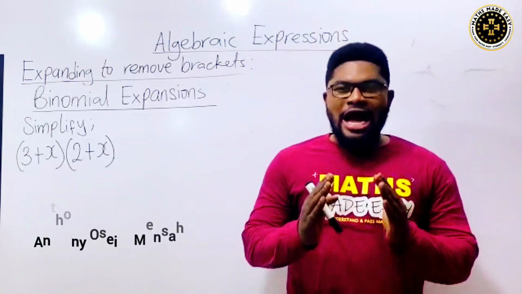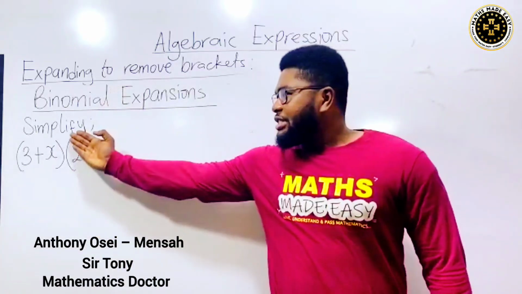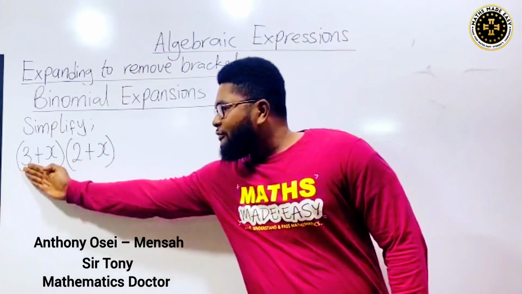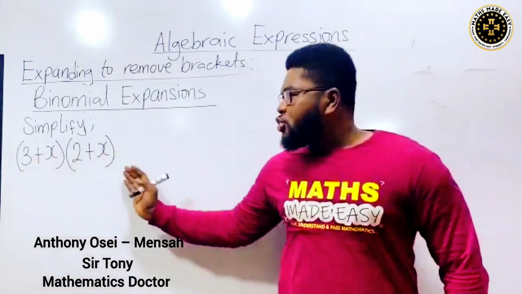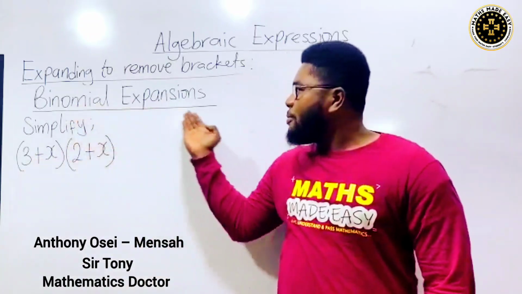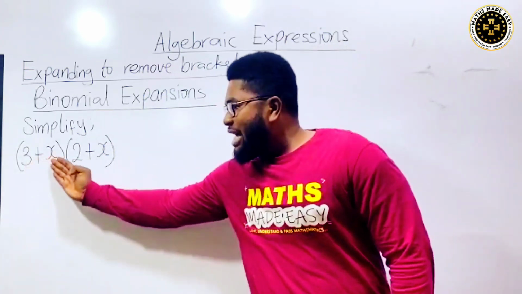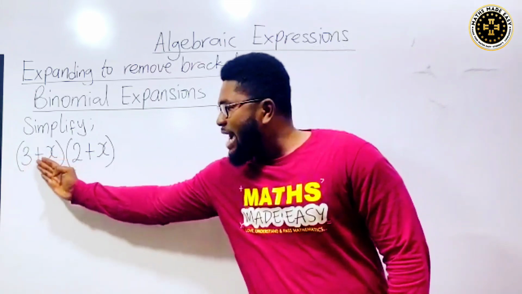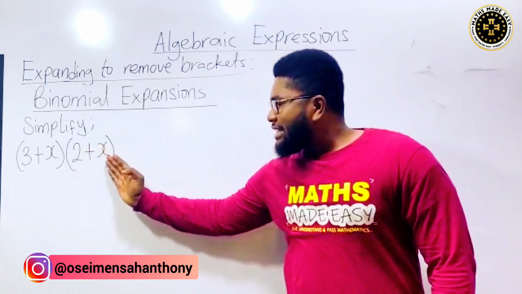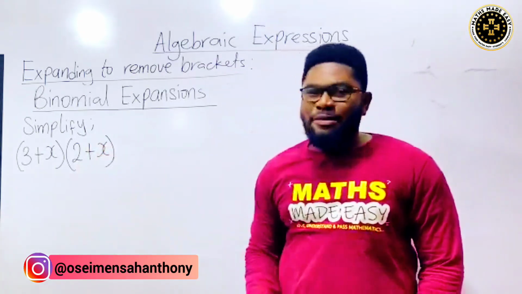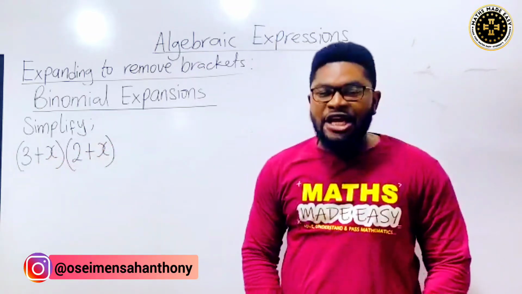Let's take a look at other ways of expanding to remove brackets. If you check this, it says simplify the bracket of 3 plus x and another bracket 2 plus x. Now, these two terms can be classified as a binomial expansion. The reason is we have a term 3 and another term x separated by the addition sign in one bracket. Then 2 as a term and x also as another term separated by an addition sign. And these two expressions are multiplying each other.